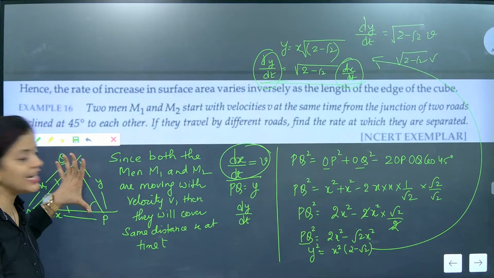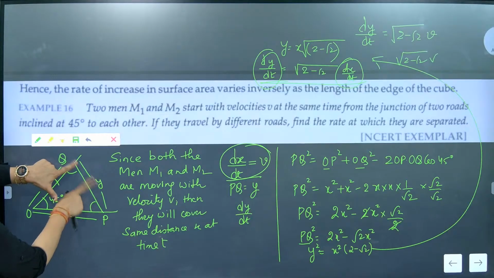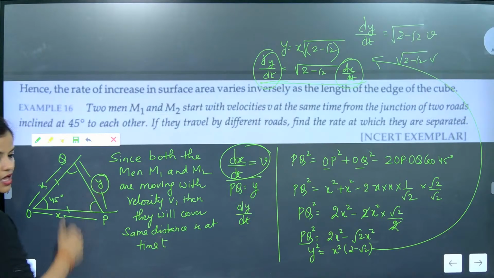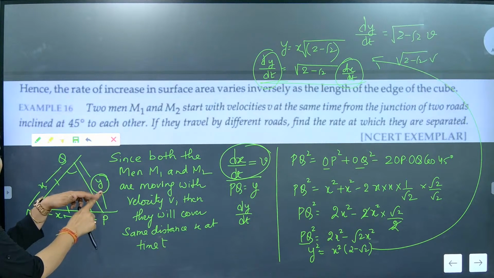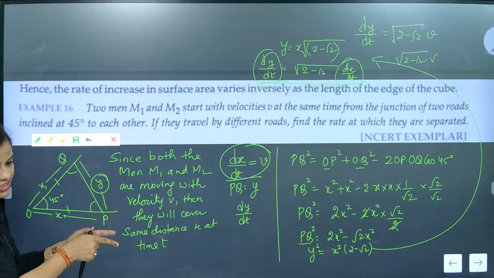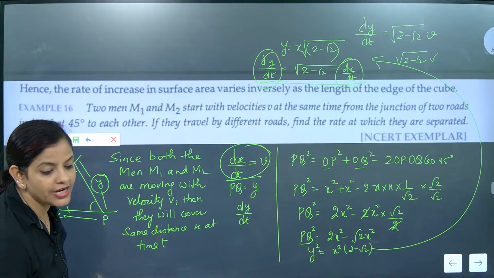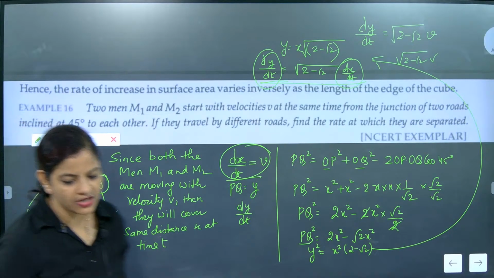So what is the rate of separation? Rate of separation means the distance between them. So this is y. The distance between them is y, and dy by dt is exactly the rate of separation. So the rate of change of the separation will come like that only, beta. I hope you might have understood this one.